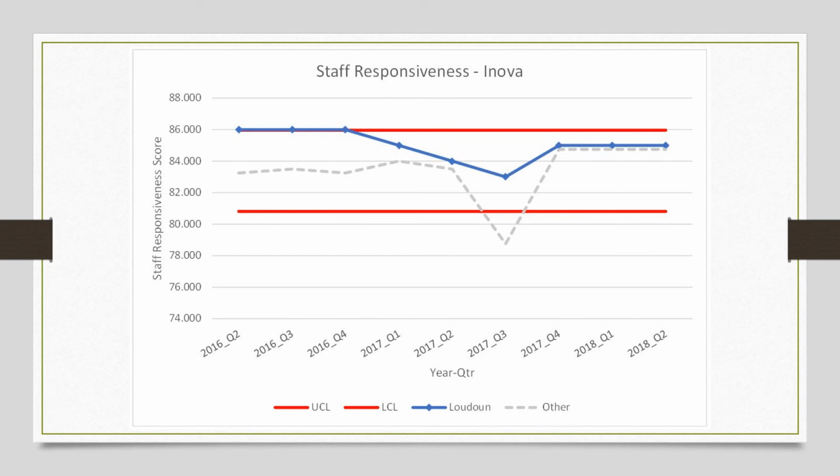The next indicator I chose for my analysis was timeliness of care, which was assessed by the measure of staff responsiveness. In the Hospital Compare data, each hospital was given a staff responsiveness score derived from patient surveys. The score ranged from 0 to 100, with 100 being the most responsive. Except for quarter 3 in 2017, staff responsiveness at Loudoun Inova was not significantly different from the other Inova hospitals.